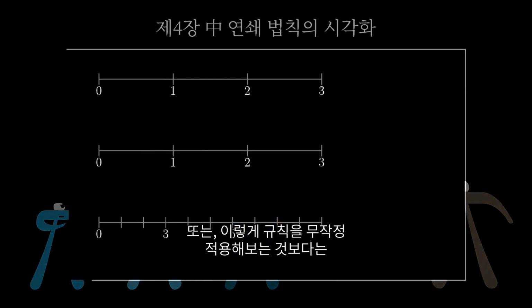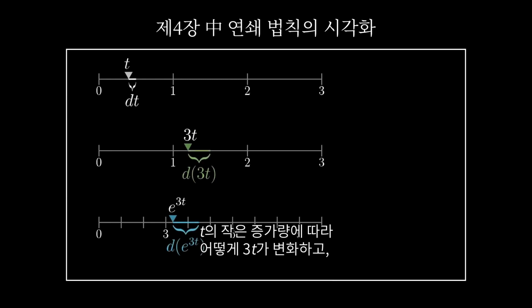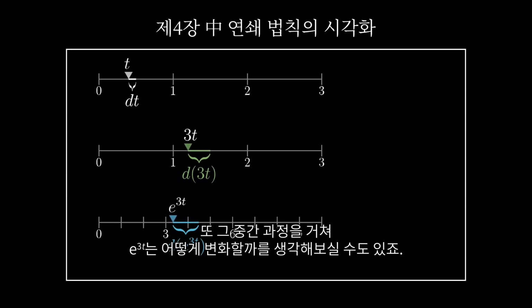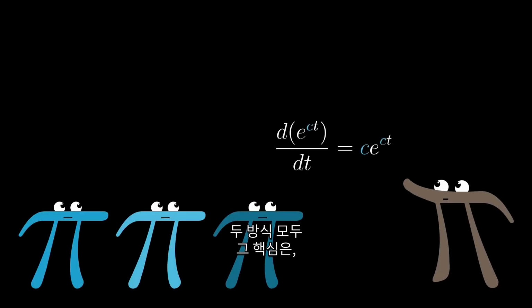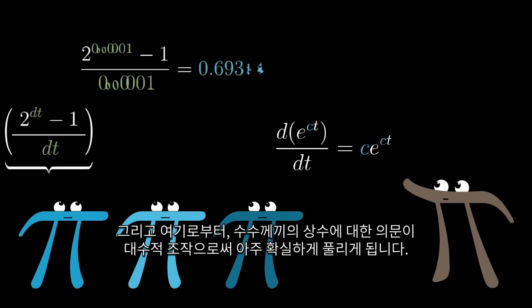Or rather than just applying a rule blindly, you could take this moment to practice the intuition for the chain rule that I talked through last video, thinking about how a slight nudge to t changes the value of 3t, and how that intermediate change nudges the final value of e to the 3t. Either way, the point is, e to the power of some constant times t is equal to that same constant times itself. And from here, the question of those mystery constants really just comes down to a certain algebraic manipulation.